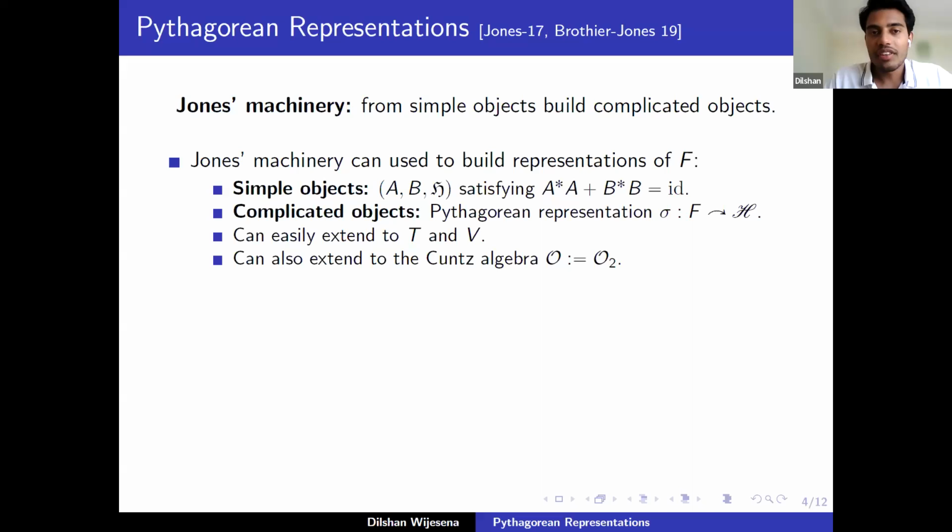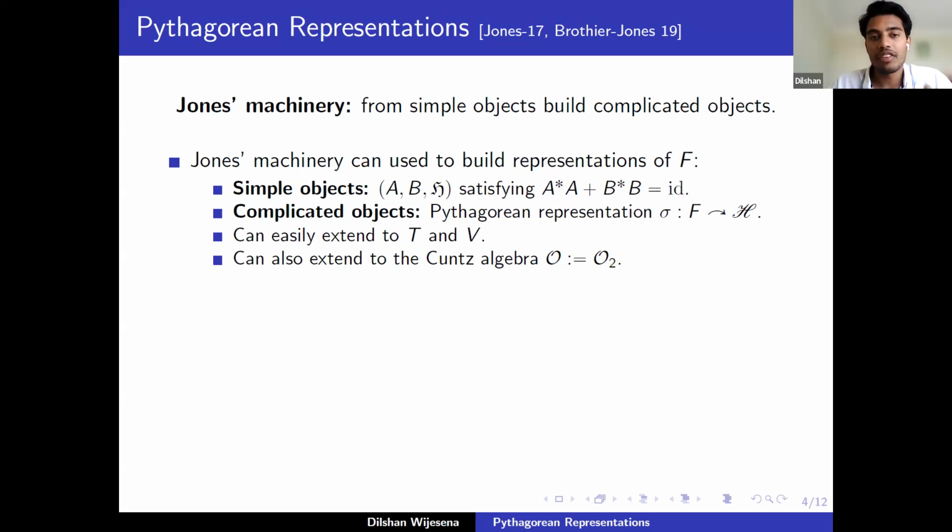So as I mentioned, there are many applications of Jones machinery. I'll only be focusing on a very specific application, which is to construct what we call Pythagorean representations. This initially came from a paper by Brothia and Jones in 2019. In this application, our simple objects are what we're going to call P modules. It's just a triple with 2 operators A and B acting on a Hilbert space, and they satisfy this relation here. Okay. There's no restriction on the Hilbert space, but in practice we're going to make it finite dimensional, so that's going to keep things nice and simple. And I think we can all agree this is a relatively simple object. We can use finite linear algebra to study most of the properties.